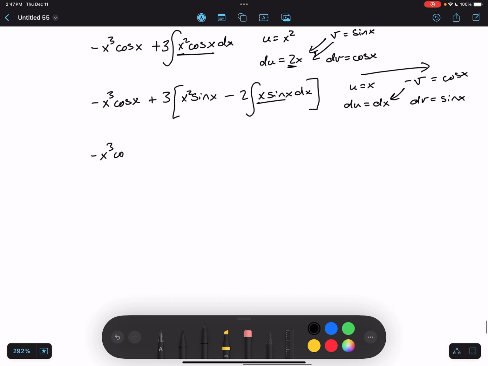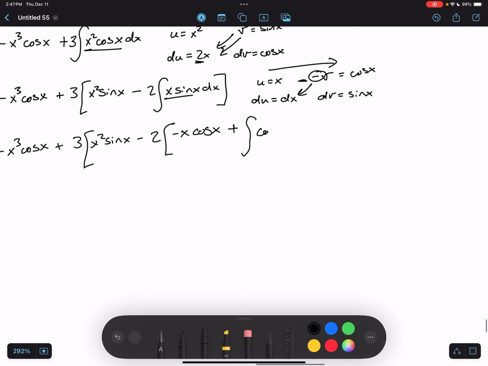Minus x cubed cosine x plus 3 times x squared sine x minus 2 times now in brackets, another minus for right here, x cosine x minus the integral. Again, we must utilize this minus and change this to a positive now, cosine x dx. And then we have to do some closing brackets. Now we know the integral of cosine is just sine x, and because we've done an integral here now and we've got no bounds, we'll add a c at the end.